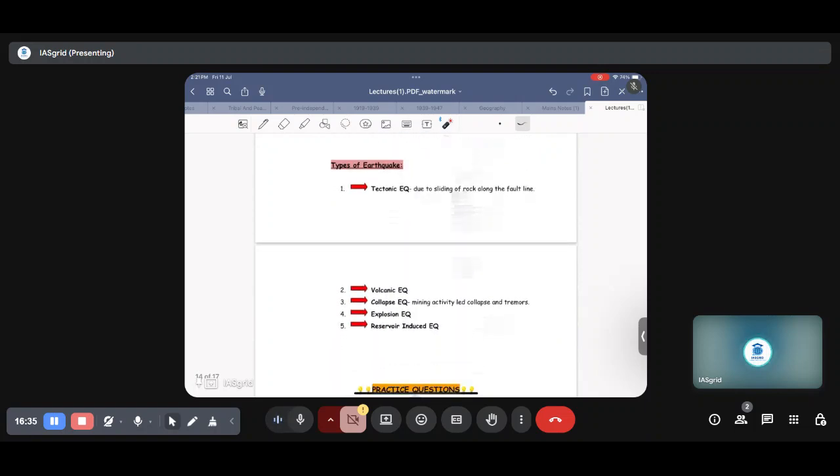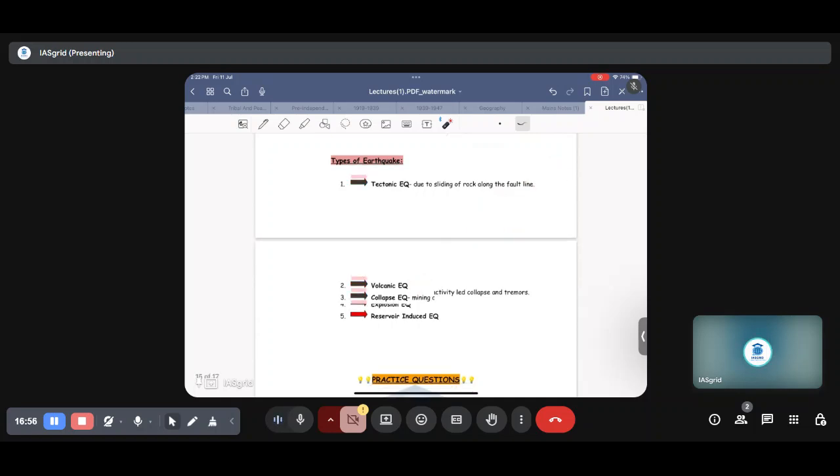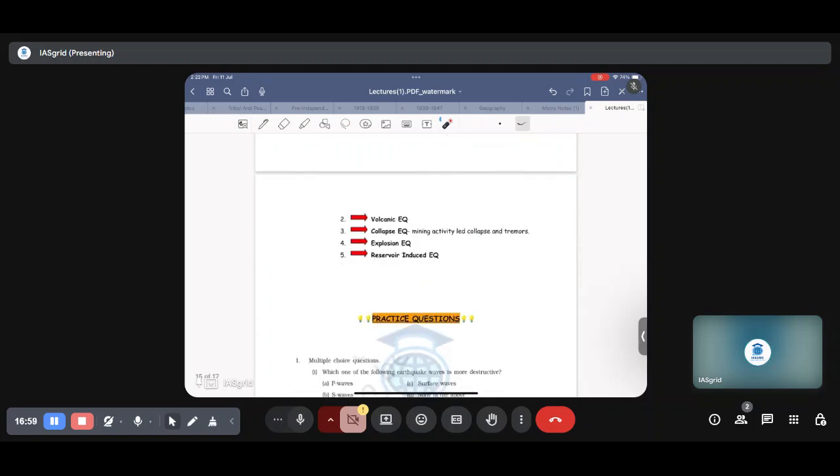Okay, and now let's talk about the types of earthquake. Types of earthquake could be tectonic earthquake, due to sliding of rock along the fault line. जो हमने ऊपर पढ़ा था, this is the fault line और यहाँ पे फ्रिक्शन होता है, हीट एनर्जी रिलीज होती है, इससे earthquakes, ट्रेमर्स जनरेट होते हैं.